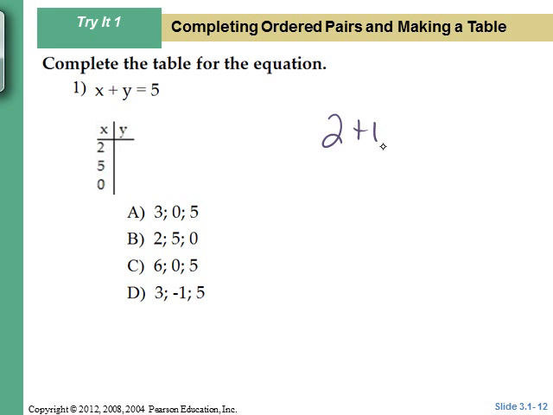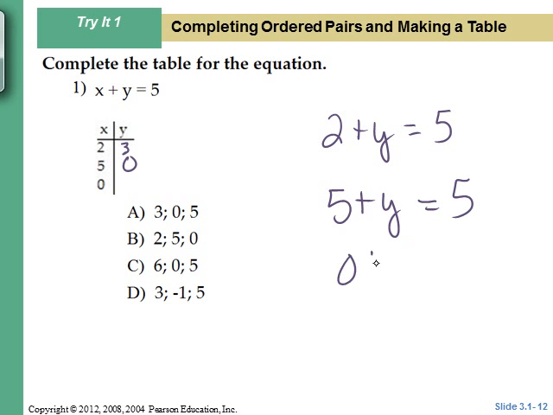So 2 plus y is 5. 2 plus 3 is 5. Next one, 5 plus y is 5, so y must be 0. Last one, 0 plus y is 5, so y must be 5. So the correct answer, 305, is letter A.